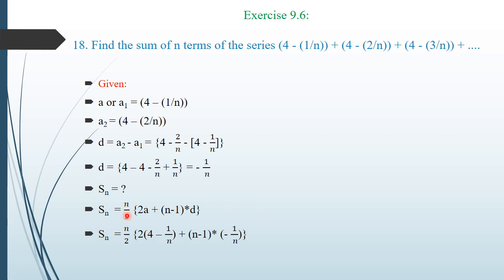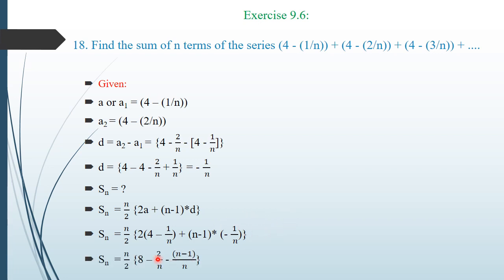Therefore, Sn equal to n by 2. I will keep n as it is, because we need to represent this sum in terms of n only. Then 2 into the first term, that is a, is given to us as 4 minus 1 by n. I'll keep the plus sign as it is, then n minus 1 as it is. In place of d, I'll substitute minus 1 by n.